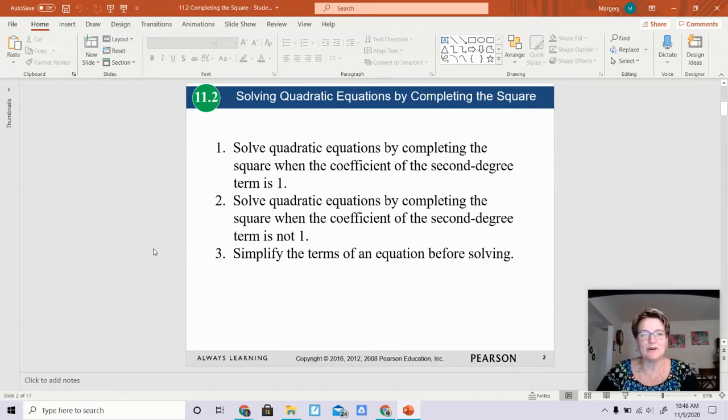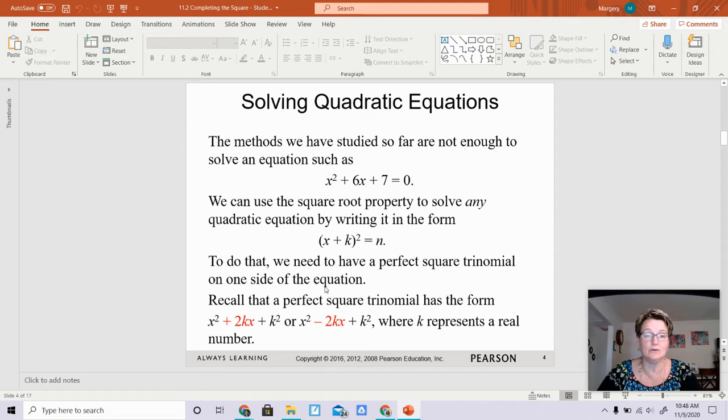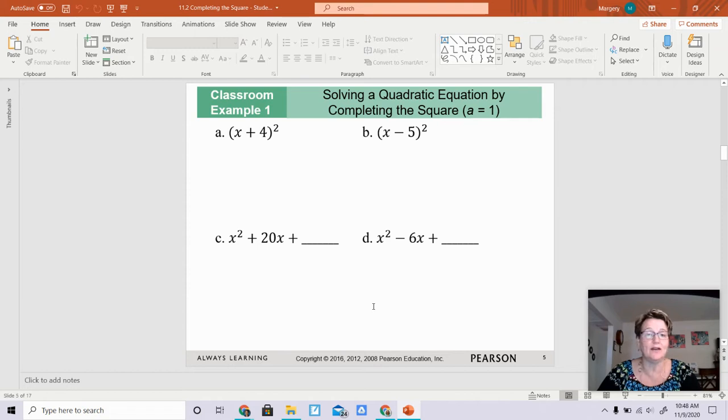Hi, today we're going to be working on 11.2, solving quadratic equations by completing the square. What I want to make sure that all of you do is to read through the notes as well as go through the examples with me. Completing the square is just another way to solve quadratic equations.